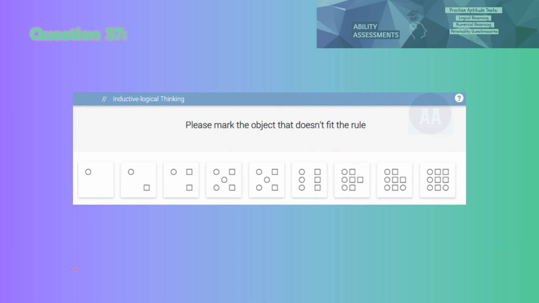Question 37, as always, let's start with a quick glance across all 9 objects and see what's going on. So the first thing we can say is that there are 2 shapes being considered here. You have a circle and a square, and the number of each differs and seems to be increasing as we progress from the left to the right. So it seems like it's going to be a quantity pattern. So let's start by checking the total quantities in each object.